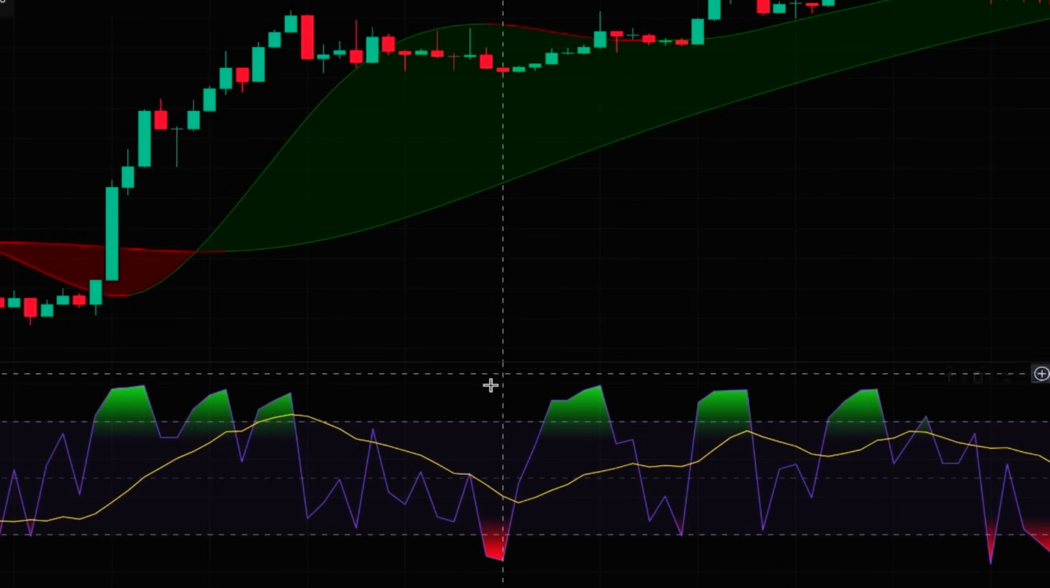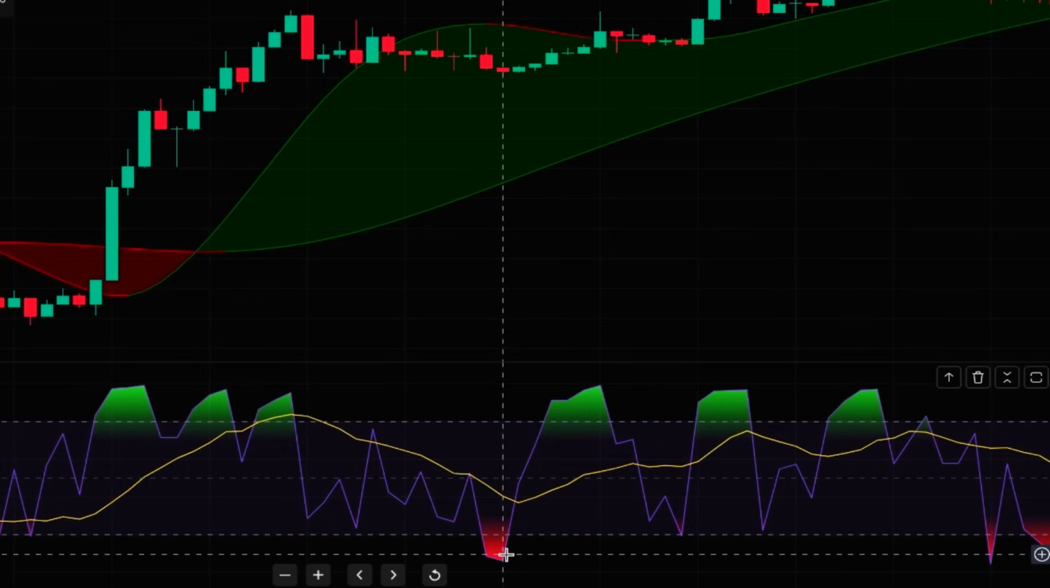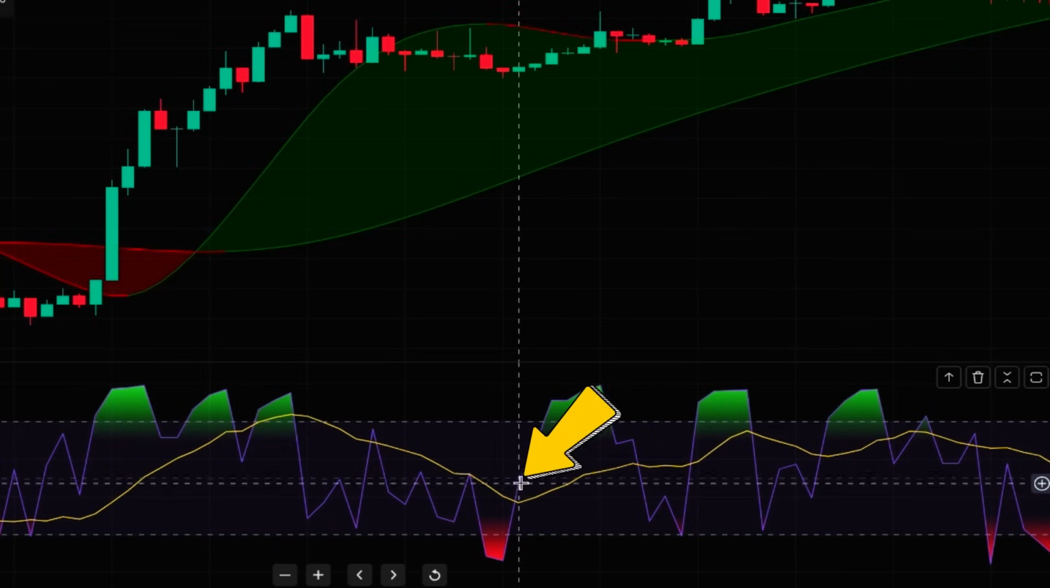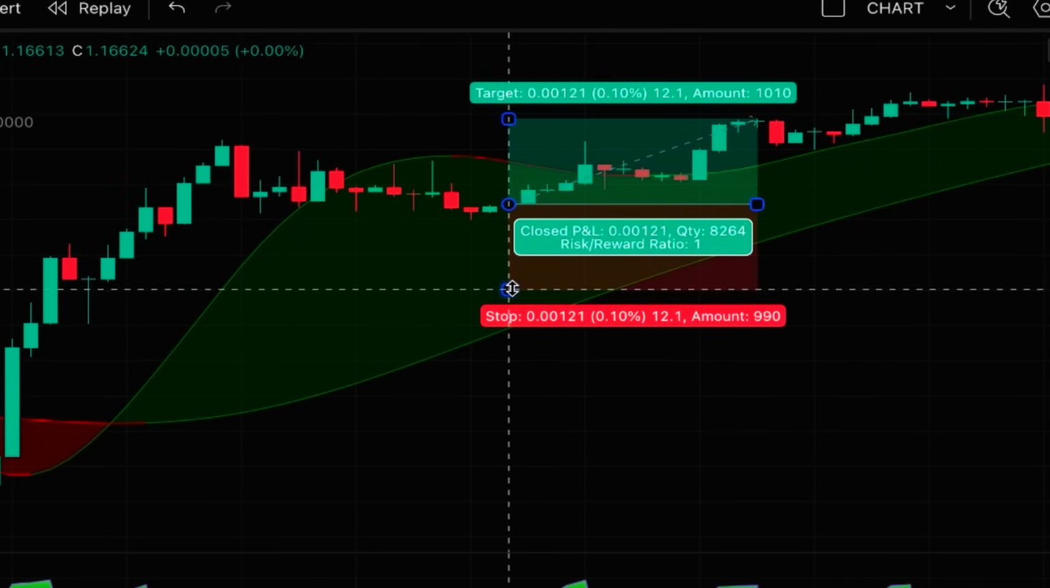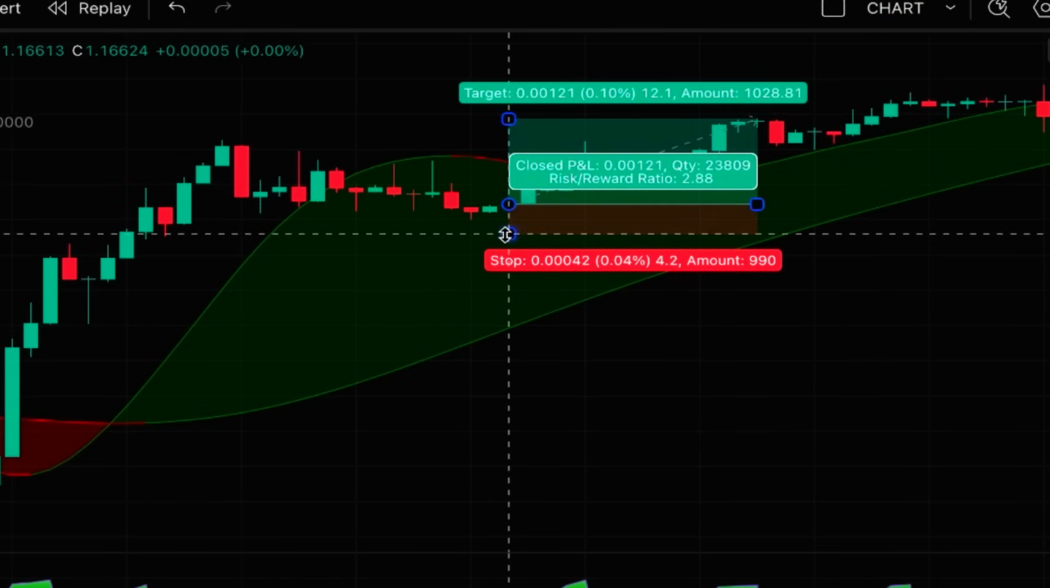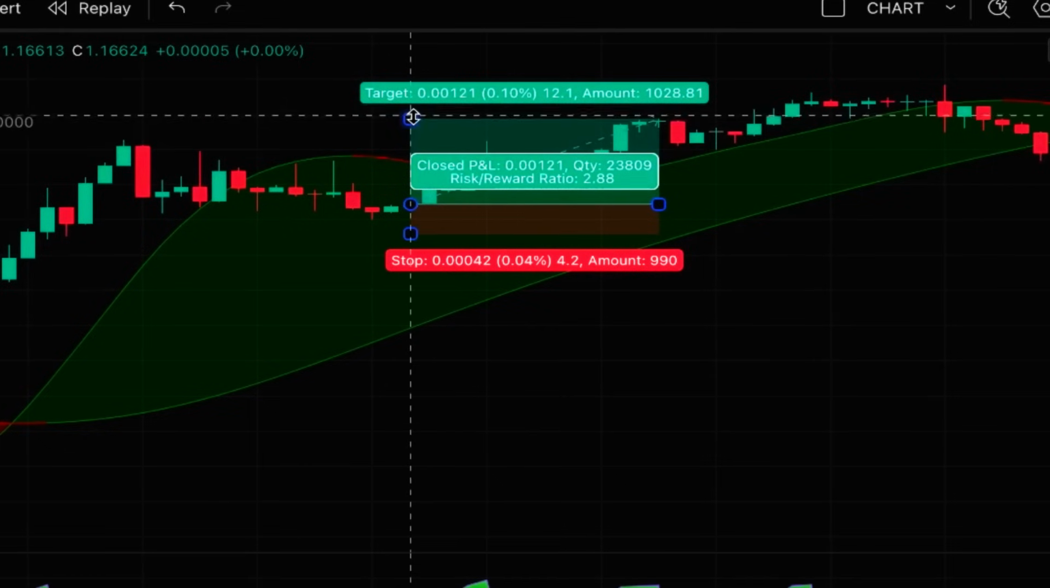You can see that RSI went below 20 at this point, and here we got closing of RSI above the moving average line. So in practice, we would enter a long position at this point with the stop loss here below the previous swing low, and this is also a profitable trade, as you can see.